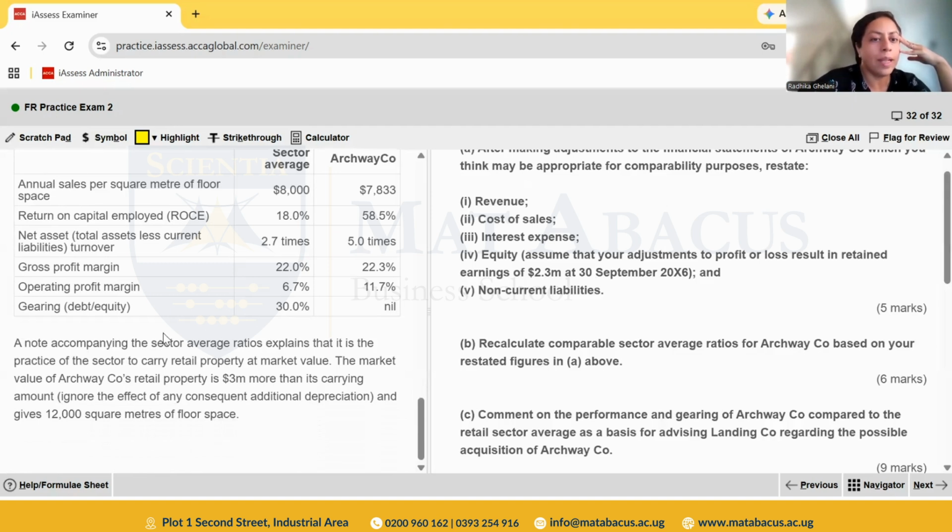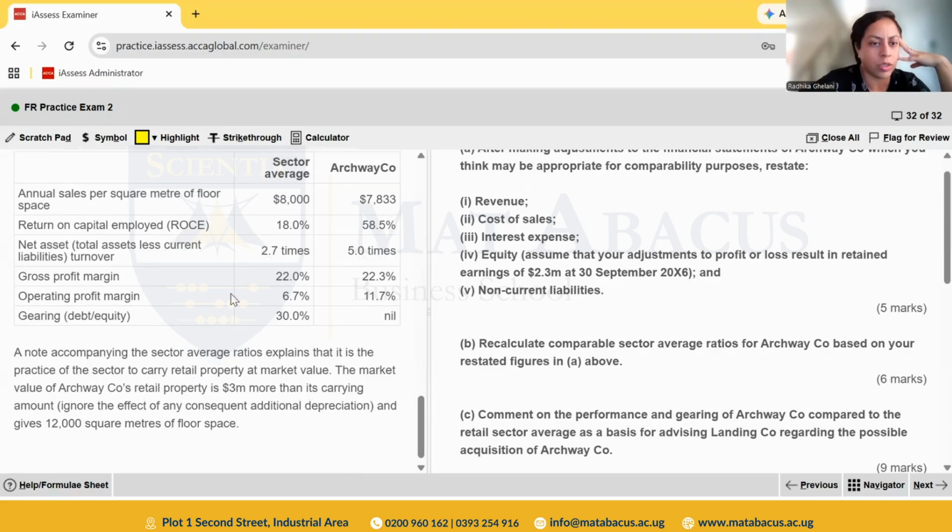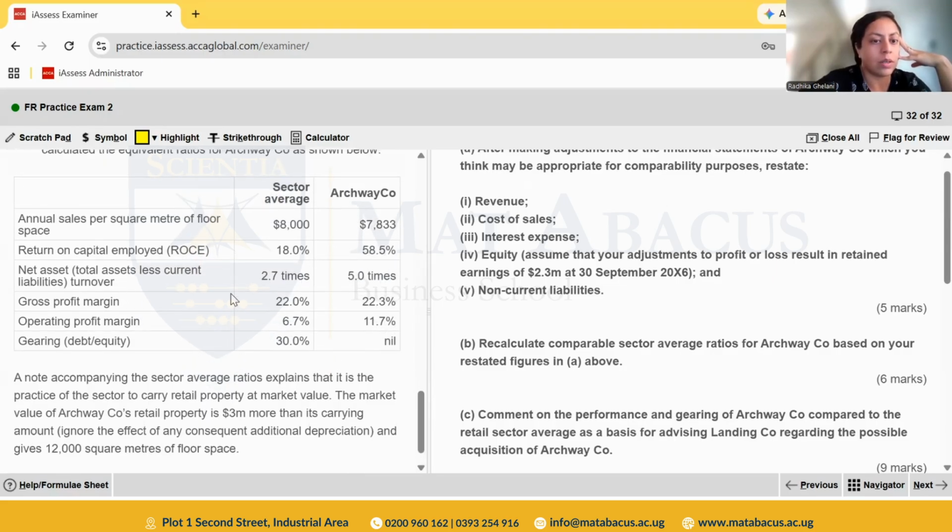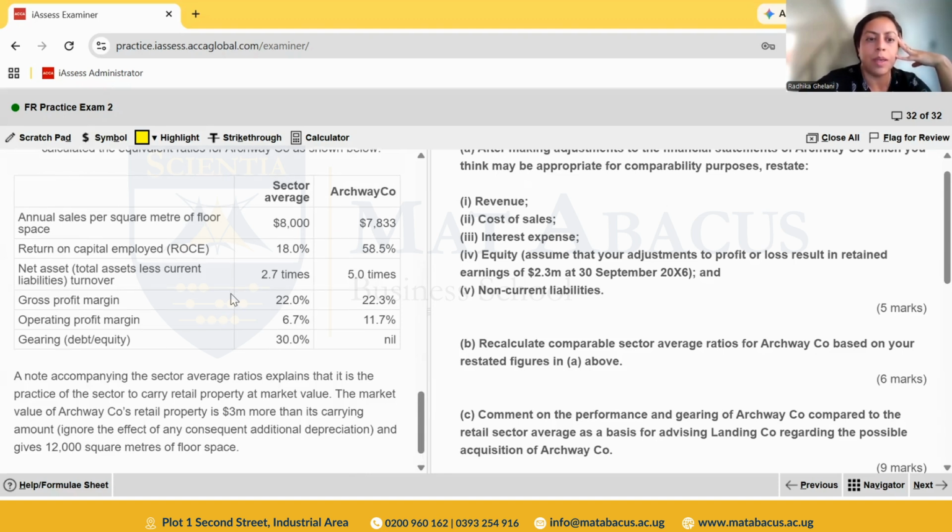They said a note accompanying the sector average ratios explains that it is the practice of the sector to carry retail property at market value. The market value of Archway Company's retail property is 3 million more than its carrying amount. Ignore the effect of any consequent additional depreciation, and this gives 12,000 square meters of floor space. So when we're going to calculate some of the ratios, they've told us that the sector average use the market value to value their retail property. But Archway, it seems, was not using that. That's why they've said that the value of Archway Company's retail property is 3 million more than its carrying amount.